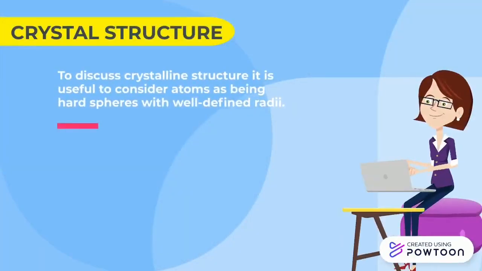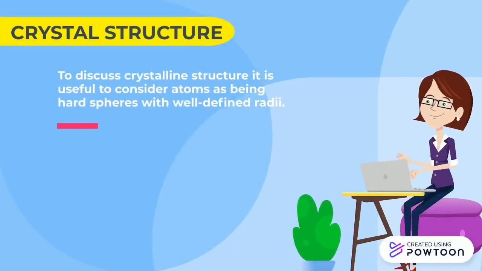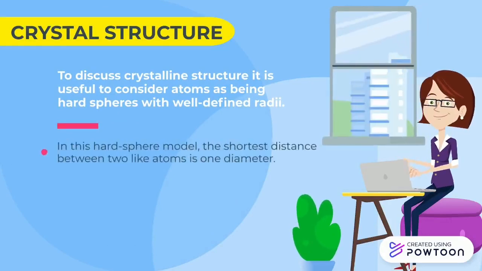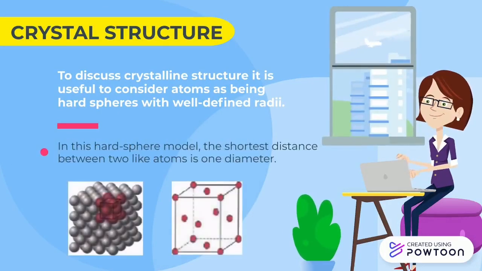Crystal structure is to consider atoms as being hard spheres with well-defined radii, and to consider the crystalline structure as a lattice point at each atom. In this hard sphere model, the shortest distance between two like atoms is one diameter.